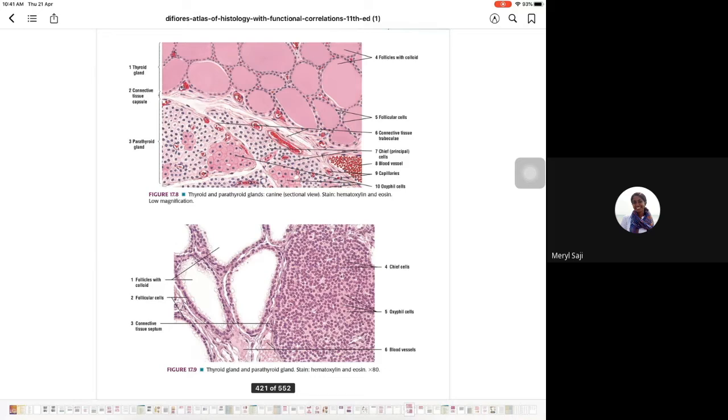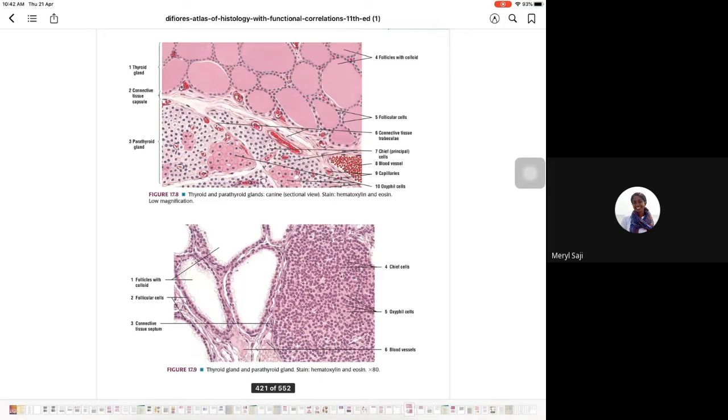First, we have the broad division, thyroid gland, connective tissue capsule, then the parathyroid gland. In the thyroid gland, we see follicles with colloid and follicular cells. Then, coming to connective tissue capsule, we see connective tissue trabeculae. And then in the parathyroid gland, we see chief or principal cells, blood vessels, capillaries, and oxyphil cells.